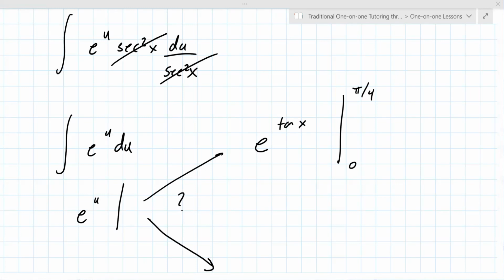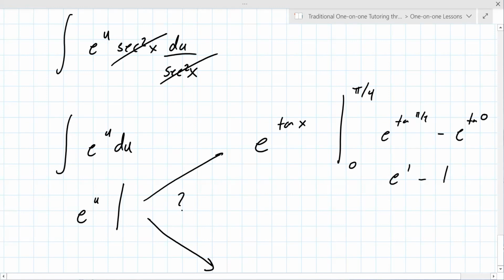Sure. Okay, so hopefully you got to this antiderivative. If you back substitute the u, you get this up here, which is e to the tangent of pi over 4 minus e to the tangent of 0. Tangent of pi over 4 is 1, so this is e to the 1 minus tangent 0, 0, like this.